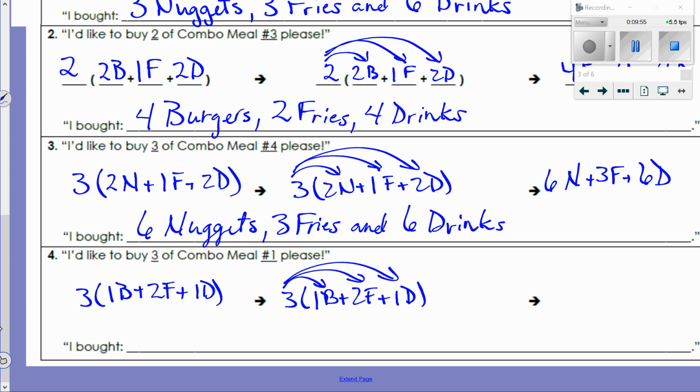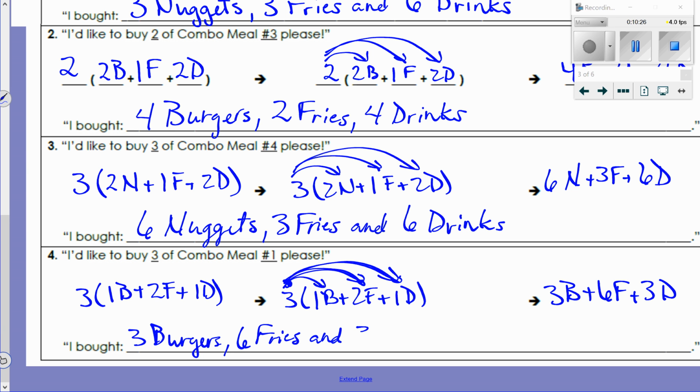I have 3 sets of 1 burger, meaning I end up with 3 burgers. I have 3 sets of 2 fries, so I have 6 fries. I have 3 sets of 1 drink, so 3 drinks. So in this case, what have I bought? 3 burgers, 6 fries, and 3 drinks.